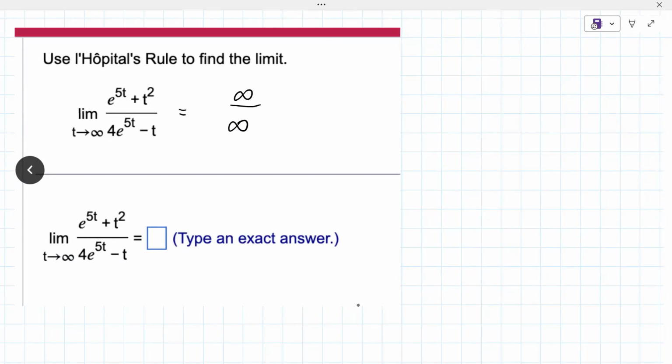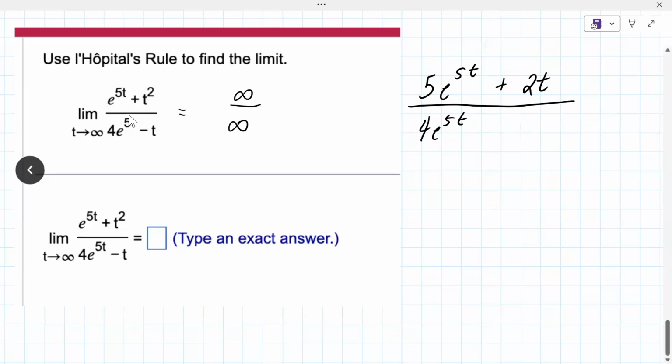So the derivative of e to the 5t is itself, e to the 5t, but then you have to take the derivative of the inside function, which is 5t. So you multiply by 5. What is the derivative of t squared? 2t. On the bottom here, derivative of 4e to the 5t. It's always itself, and then you multiply by the derivative of the inside function, 5t. So you multiply by 5. And then the derivative of minus t, what would that be? -1, right? Good.